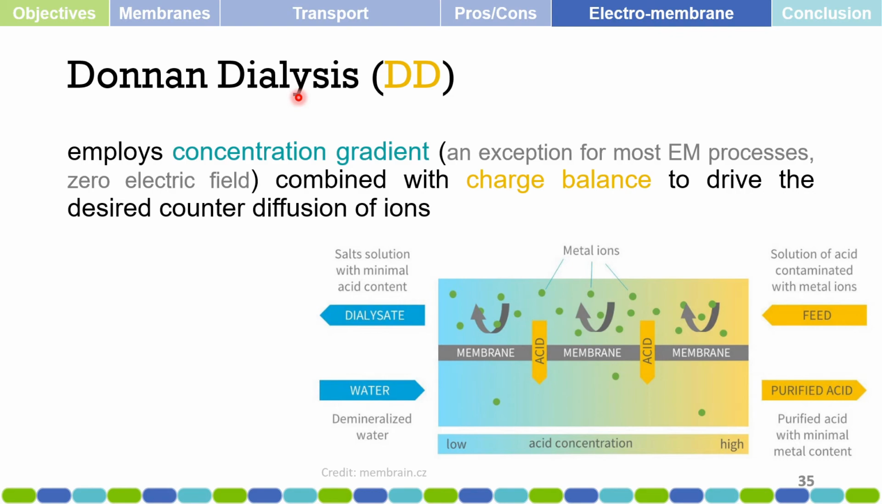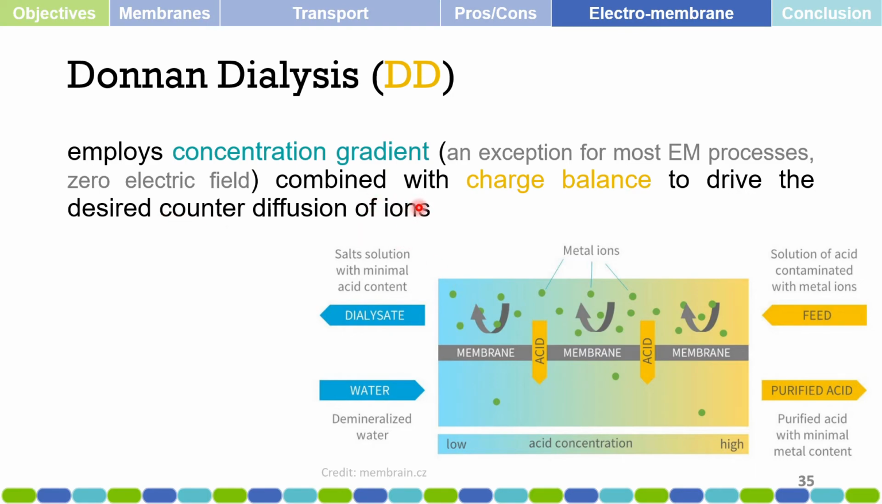Now moving to the Donnan dialysis process. In Donnan dialysis, it employs a concentration gradient. So it's another exception for the electromembrane process. It applies zero electric field, so there's no electric field. And the difference with this process compared to other dialysis processes is that you need to consider the charge balance to drive the desired diffusion of the ions.